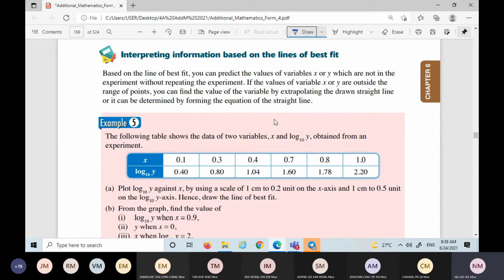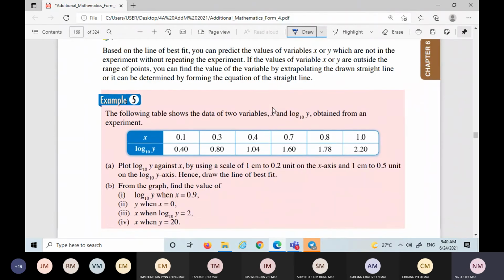Okay, this one is about your experiment actually. This one means sometimes you already have some data, but you want to continue to predict some of the value of your variable. So your graph or your equation may actually help you to get the prediction done. Okay, so this is the meaning.